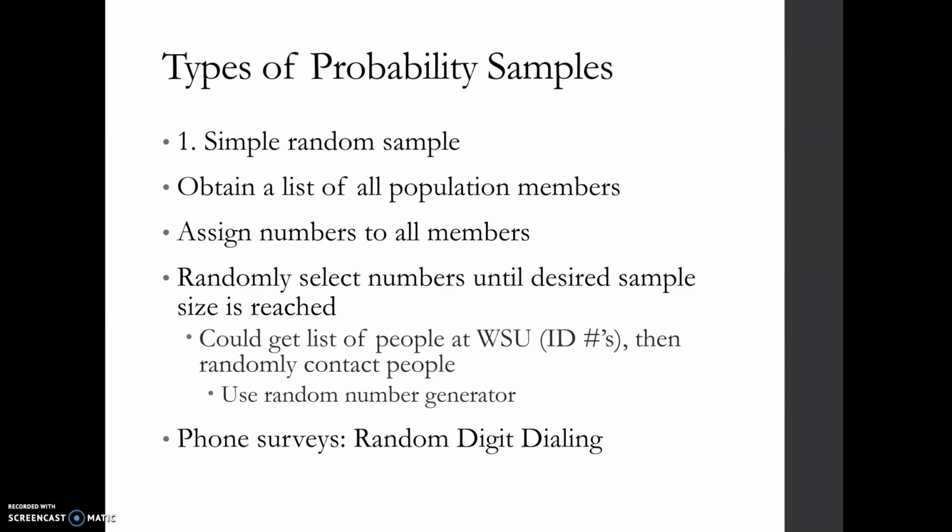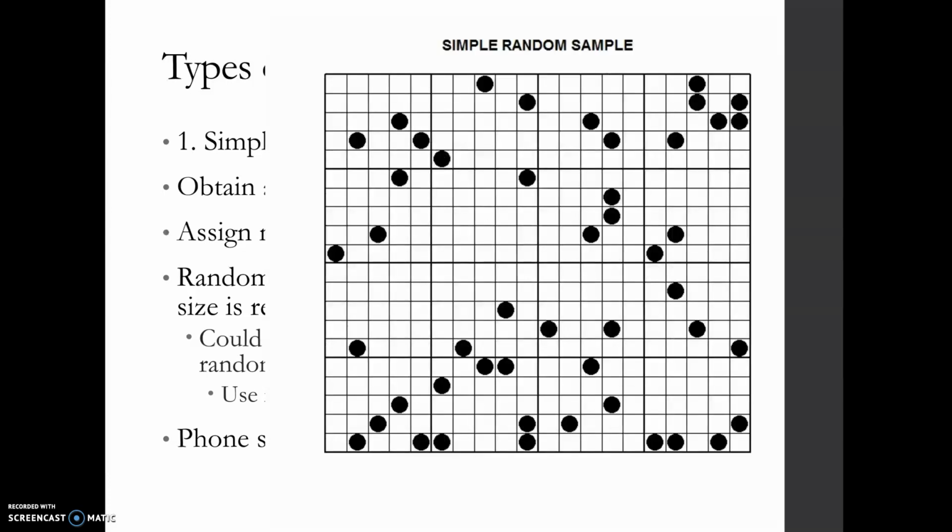With phone service, it's not as easy with cell phones. In the old days, when every home had a landline, you could use random digit dialing. That's how phone surveys were done in the past, when you always had a landline. With cell phones, it's a little bit different. We will talk more about that later.